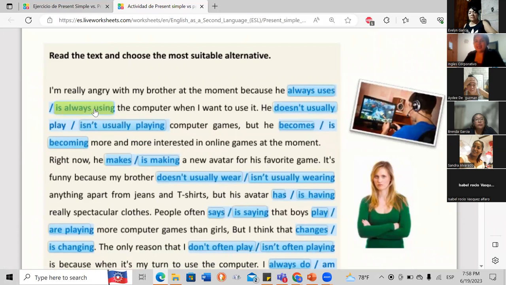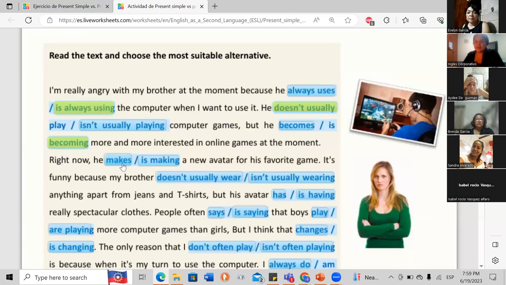He doesn't usually play computer games or he isn't usually playing computer games. Griselda. He doesn't usually play or he isn't usually playing computer games. He doesn't usually play computer games, okay? But he becomes or he is becoming more and more interested in online games at the moment. Judith. Is becoming? It's becoming. Okay.